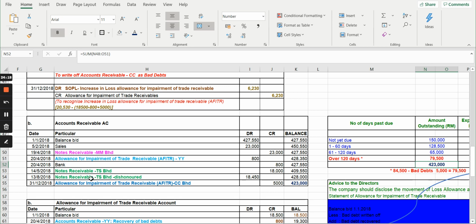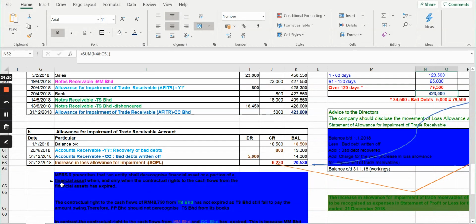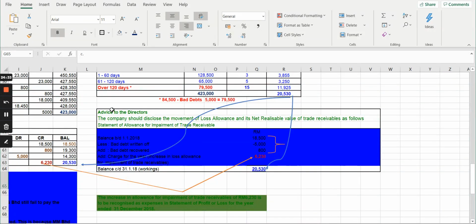So done with this. That was the journal. And requirement C is for the derecognition, for you to justify. But before we do that, I'm going to finish off with the part on E first, which is on how to advise. So let us look at this part that you normally do: how do you advise your directors on how they should disclose the movement? This is answer E.